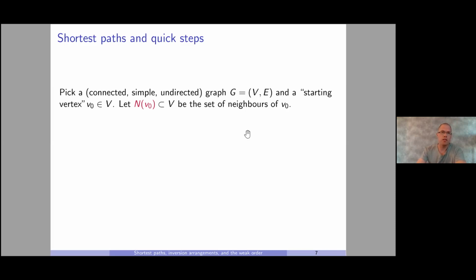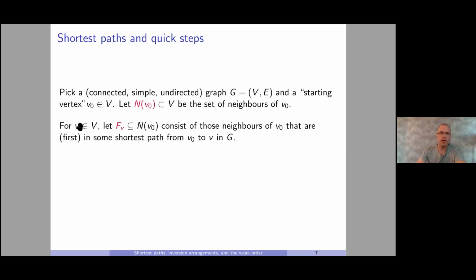But here, let's start all over. Pick any graph G, connected, simple, and undirected. And you take a distinguished vertex, v0. So we'll start walking from v0 to the other vertices. And let N of v0 be the set of neighbors of v0. So when we start walking from v0 to the other vertices, we will pass through these neighbors.